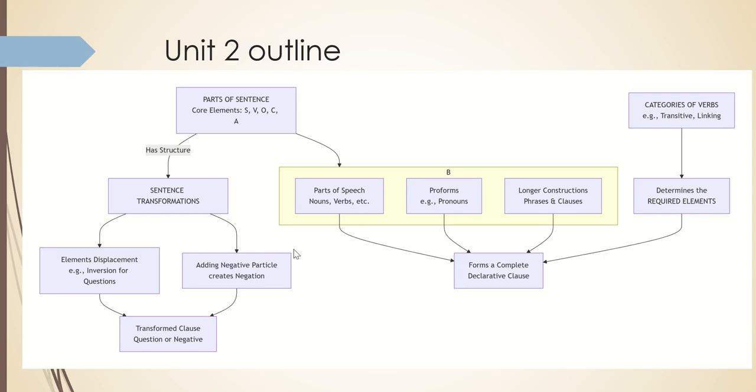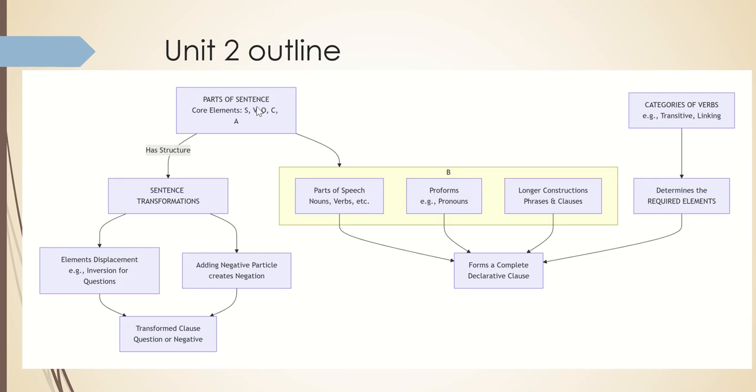Now, this is a diagram. This is a very tentative diagram regarding the relationship between the topics discussed in Unit 2, starting with parts of the sentence or the sentence elements. Now, the core sentence elements that we all know are the subject, the verb, the object, the complement, and the adverb. The yellow box in the middle shows the way they are realized, and it is related to the topic element realization types.